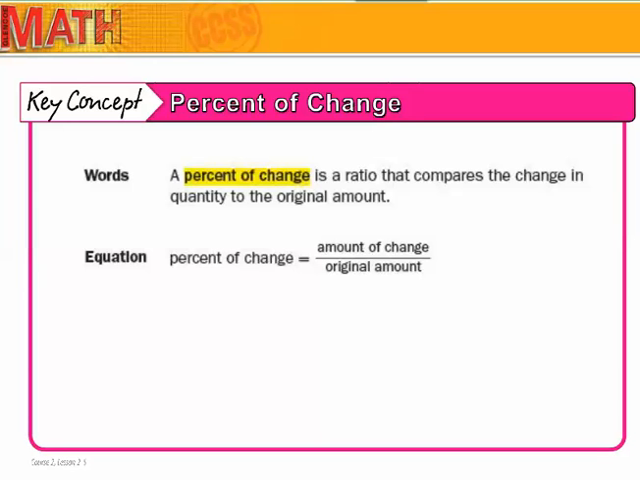This daily lesson rewind is for lesson 5 in chapter 2, percent of change. We're going to start by talking about what percent of change is, and then let's break it down and see how we actually do it.